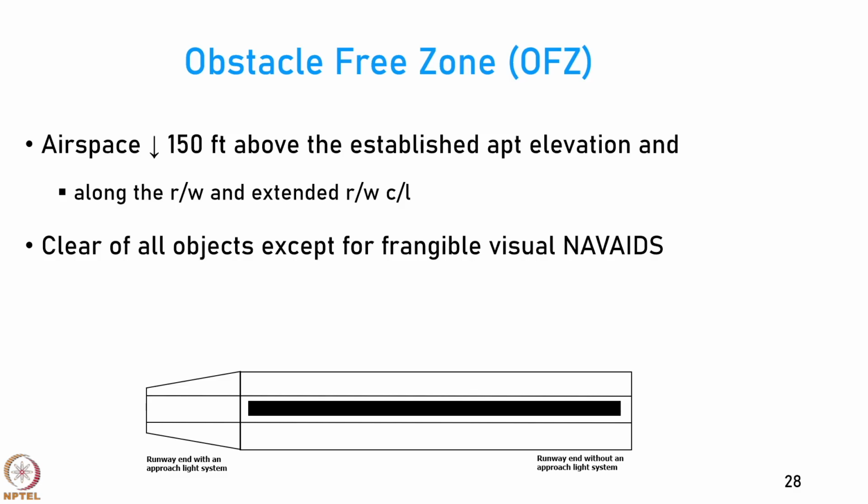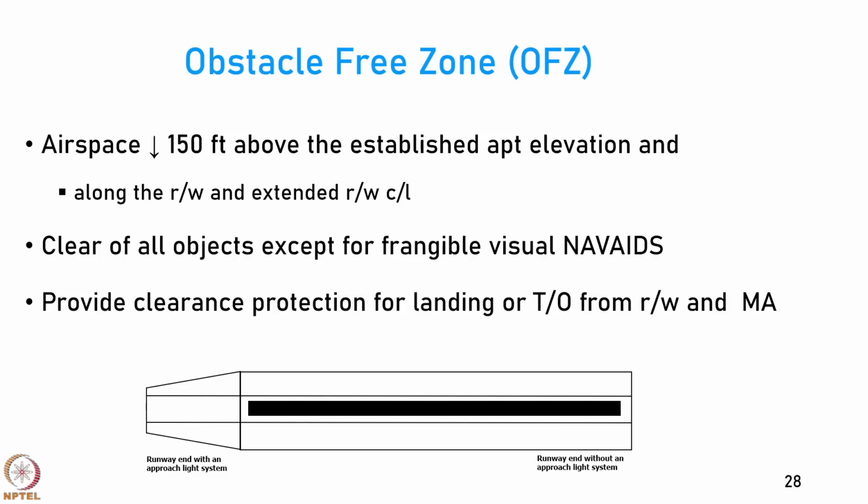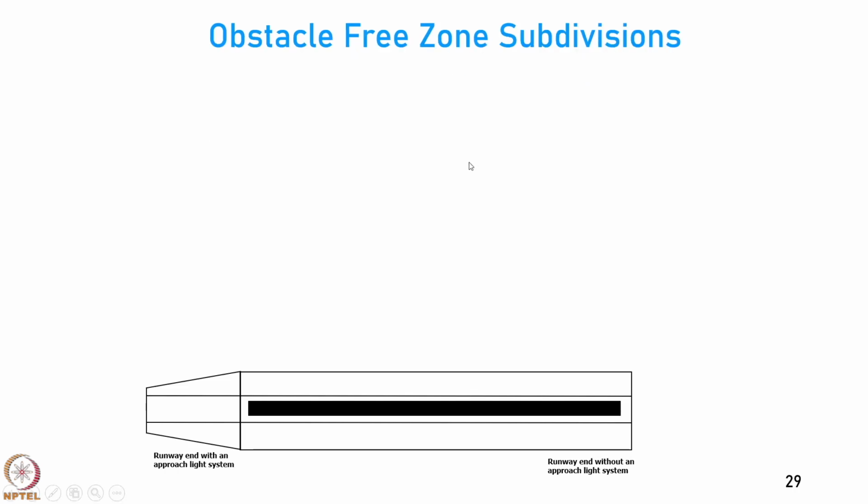By frangible, what we mean is that they will be damaged and broken in case of any contact with the aircraft during takeoff or landing without harming the aircraft. So, they will take the load and they will break. Okay. This obstacle free zone provides clearance protection for landing or takeoff from runway, and also whenever you have a missed approach. A missed approach means that you come in to land and then you decide that it is not safe to land for some reason, and therefore you just abandon the landing and climb and maybe circuit and come again or divert. That is called a missed approach.